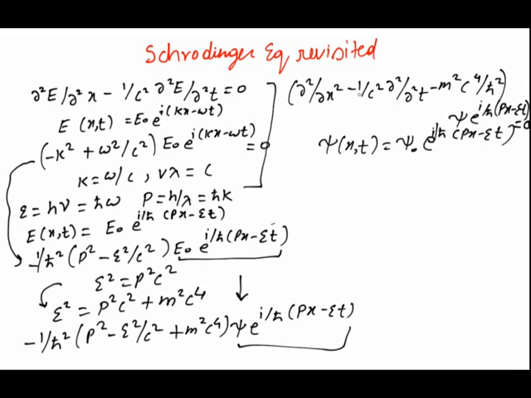If we look inside this bracket here, and substitute this back, this is what we get. We can rearrange this, and what we get is something called the Klein-Gordon equation. This is the Klein-Gordon equation.